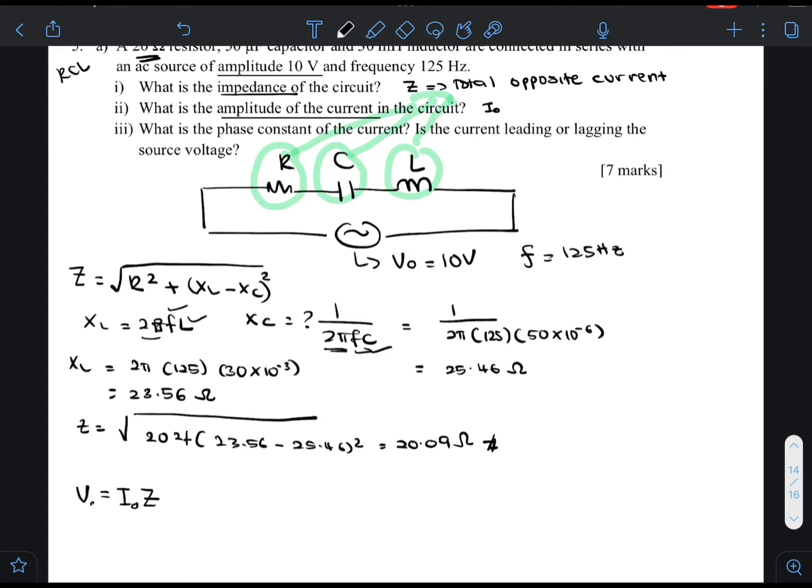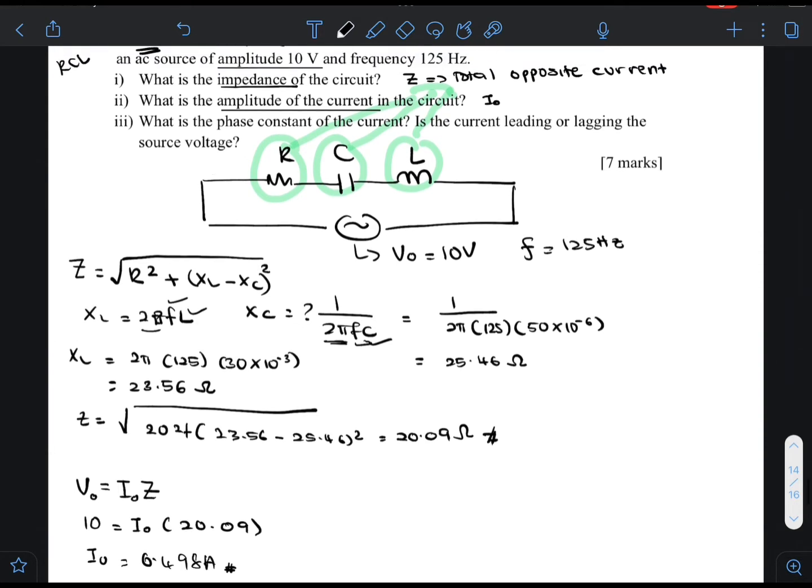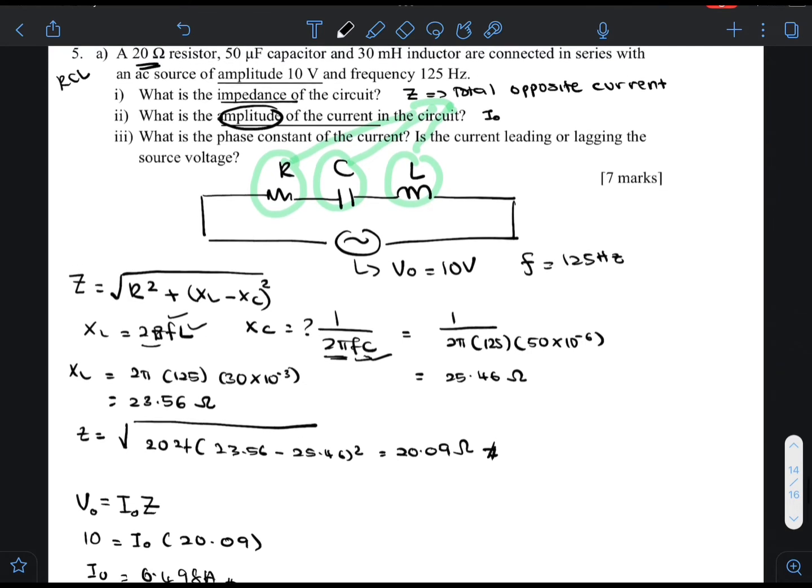Oleh sebab kita nak cari I0, kita akan guna V0 untuk cari I0. So the equation becomes V0 is equals to I0 Z, where your V0 here is given in the question such as 10, I0 adalah apa yang kita nak cari. Z kita dah cari from the previous question. Okay, and then you do your maths. You press your calculator. You will get your I0 such as 0.498 ampere. So this is the amplitude of the current. Amplitude referring to the maximum.